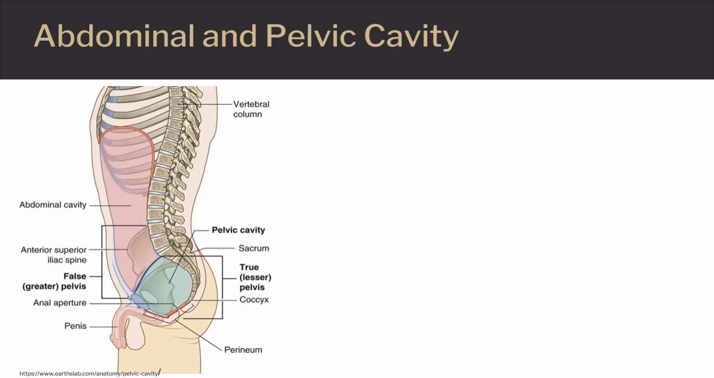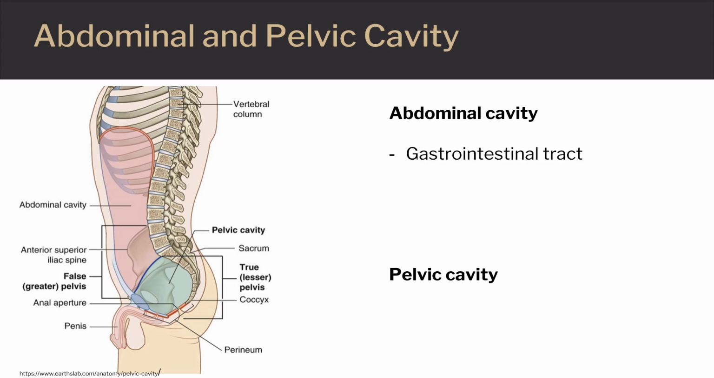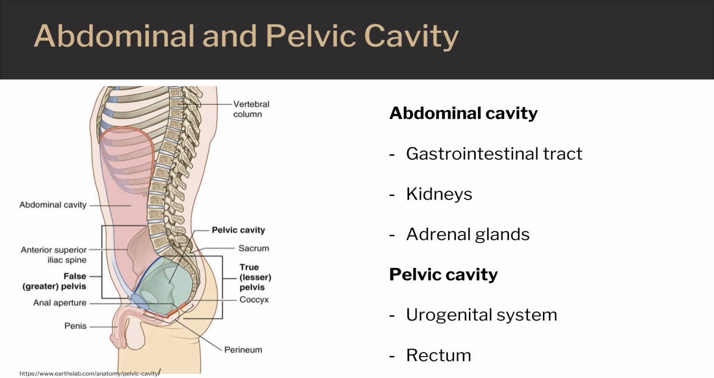The lower part of the ventral cavity, or abdominopelvic cavity, can be further divided into two portions, the abdominal portion and the pelvic portion. The abdominal cavity contains most of the gastrointestinal tract as well as the kidneys and adrenal glands. The abdominal cavity is bound cranially by the diaphragm, laterally by the body wall, and caudally by the pelvic cavity. The pelvic cavity contains most of the urogenital system as well as the rectum. The pelvic cavity is bounded cranially by the abdominal cavity, dorsally by the sacrum, and laterally by the pelvis.